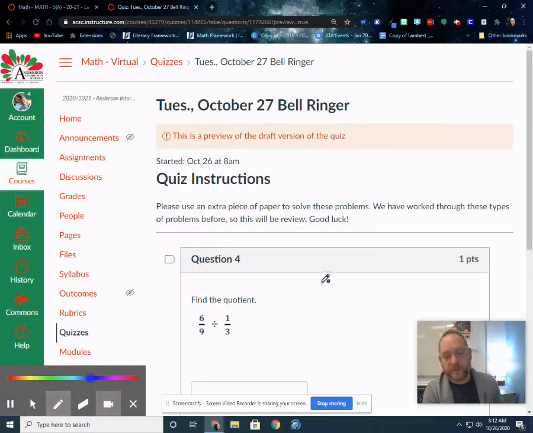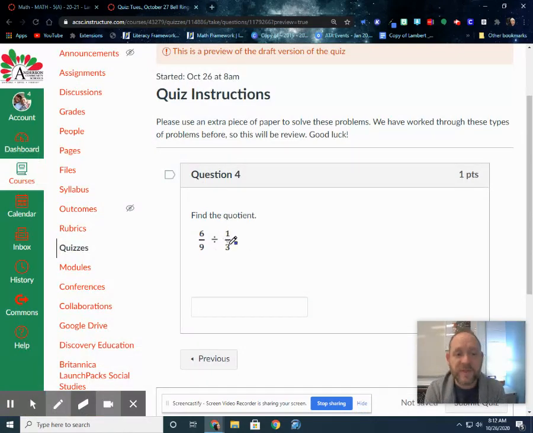Number 4, we're going to find the quotient. This is a little more straightforward. We just need to multiply these guys out. So go ahead and multiply using your keep, change, flip method, and we'll check it here in just a second.